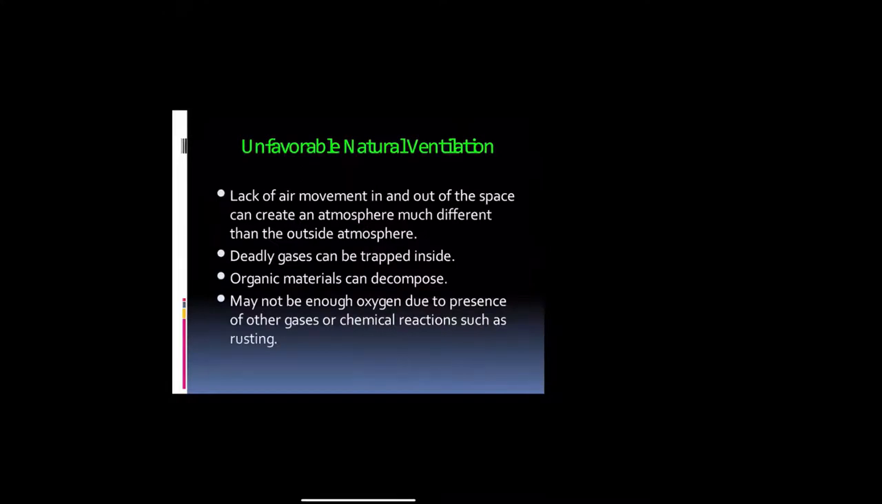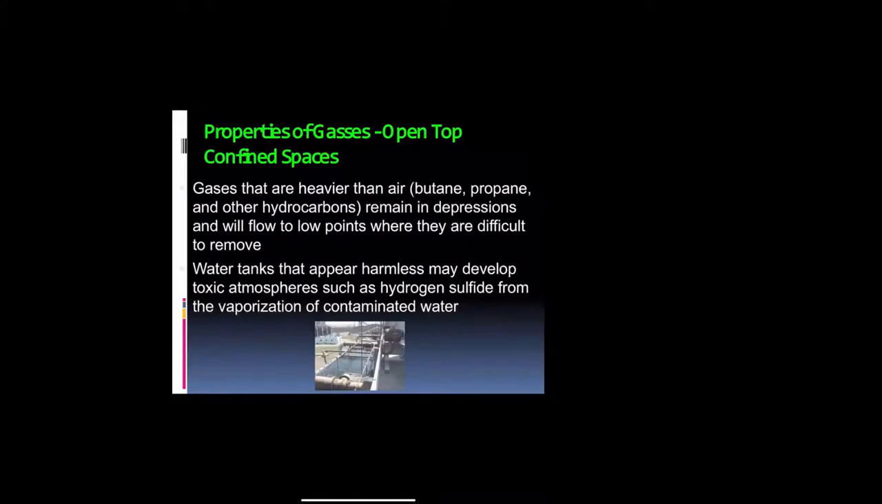Okay, so natural ventilation. The lack of air movement in and out of the space can create atmospheres much different than the outside atmosphere. Deadly gases can be trapped inside, organic materials can decompose, and there may not be enough oxygen due to the presence of other gases or chemicals, such as rusting. Gases that are heavier than air, like butane, propane, and other hydrocarbons, remain in depressions and will flow to the low points where they're difficult to remove. And things like water tanks appear harmless, but they develop hazardous atmospheres such as hydrogen sulfide, and that's from the vaporization of contaminated water. So your wastewater treatment plants, those real stinky areas, it stinks at a low concentration, but at high concentrations, it's actually odorless and colorless. So you gotta watch out for that as well.